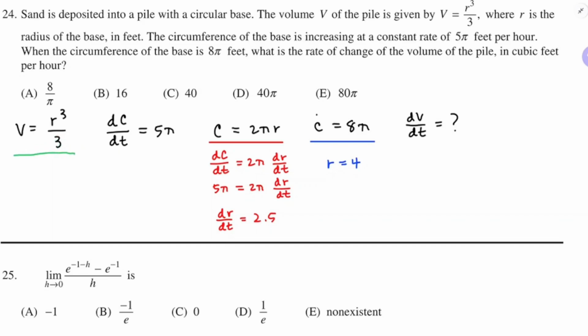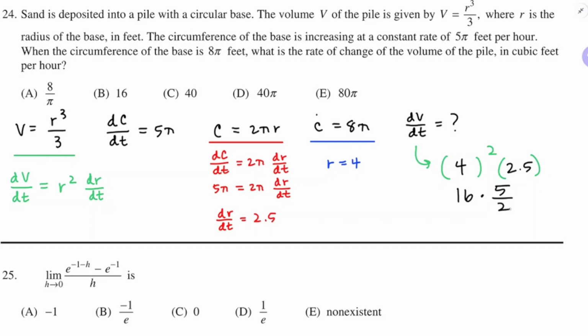So I'm going to take the derivative of this thing and say that the derivative of volume with respect to time is going to be, I'm going to take the derivative of r cubed over 3, and that would be r squared times the derivative of the inside with respect to time. Okay, so r squared dr/dt. That makes sense because that's exactly the ingredients I've got. So it's going to be something squared times something else, r squared times dr/dt. So 4 squared would be 16 times 2.5, and if you don't know that, you could do 16 times 5 halves and divide 8 times 5, that would be 40.